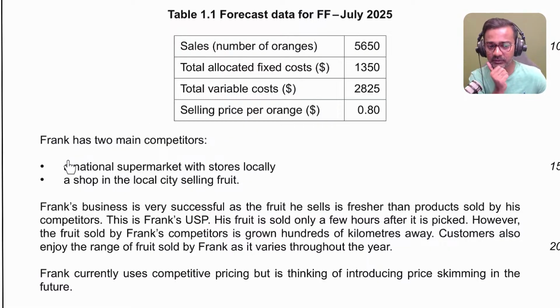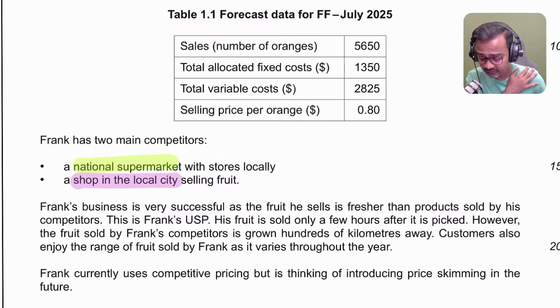Okay. Now Frank has two main competitors: a national supermarket with stores locally. So this isn't just one market. This isn't just one store. These are many stores that Frank is competing with. Obviously they're all competing collectively with Frank, and a shop in the local city selling fruit. So there's obviously two very different types of competitors here. There's a national supermarket and a local shop.